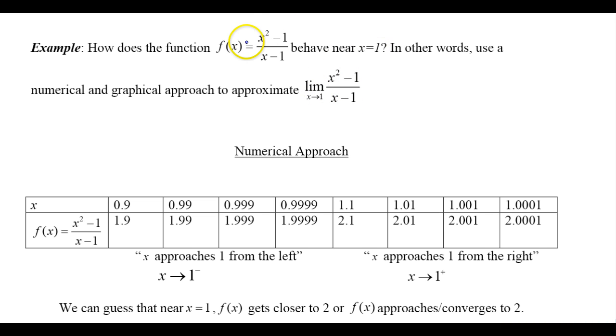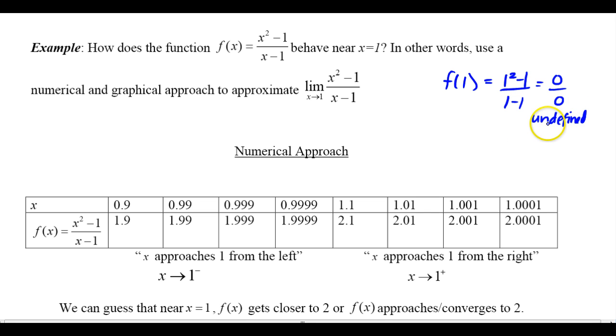When I substitute 1 into the function, what is f of 1? F of 1 is 1 squared minus 1 over 1 minus 1. Well, 1 squared is 1, so 1 minus 1 is 0. 1 minus 1 in the denominator is 0, so again we get undefined. So we're going to get another hole in the graph here. We're not even defined at this particular value near 1. But looking at a numerical approach first, we can figure out what's happening around 1.